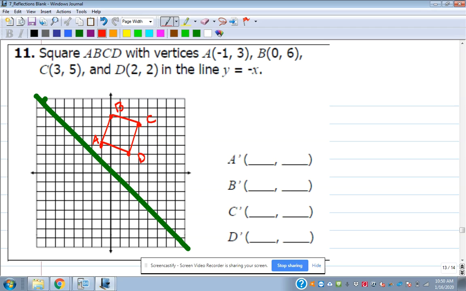All right, so we've got the pre-image there. Let's get the image. A is the one closest to that line, so it should be the easiest one to get A prime for. So I'm going to go right there and get A prime. Same distance away, right? Now look at the ordered pair for that. A originally was negative 1, 3. So what did that do to the original ordered pair? Swapped X and Y, and then changed their signs. So swap X and Y and change your signs.